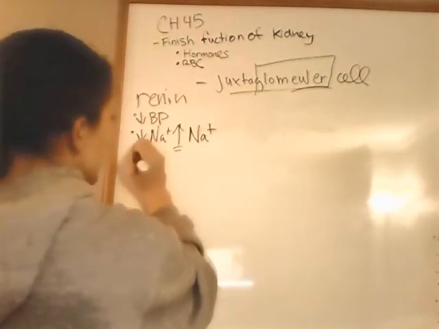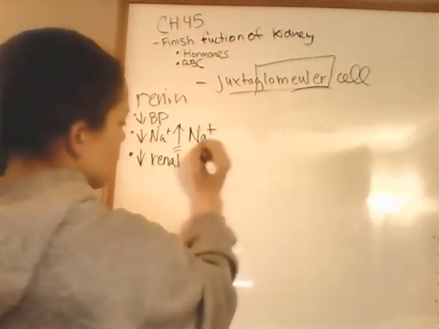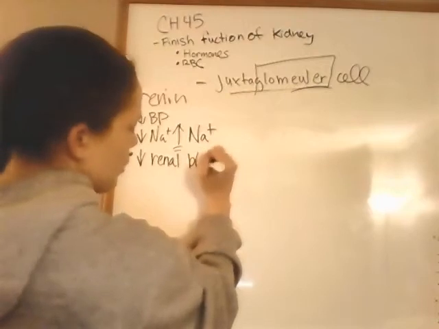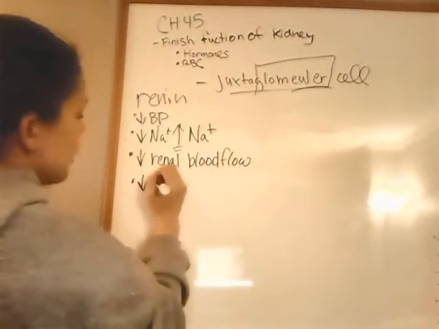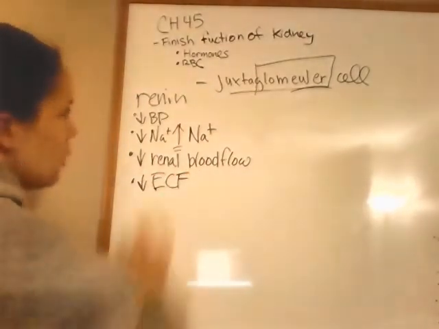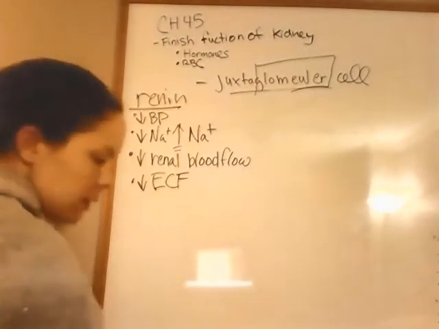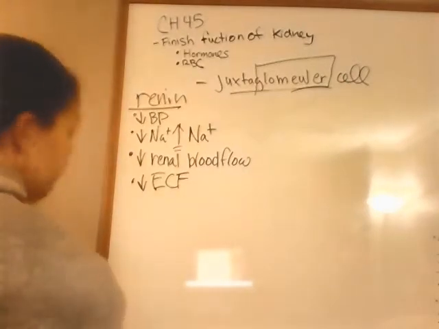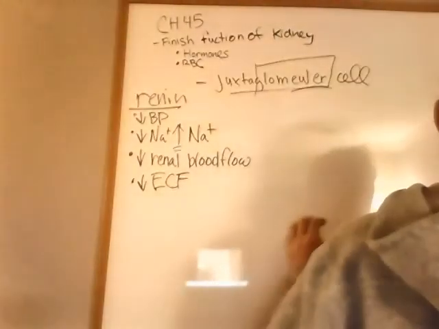Also when your renal blood flow, otherwise renal perfusion, is too low, and when your extracellular fluid is too low, so the amount of fluid in your body, renin is produced. As you might imagine, this is going to increase the amount of fluid by preventing some type of urine secretion. Okay, so let's go through this.